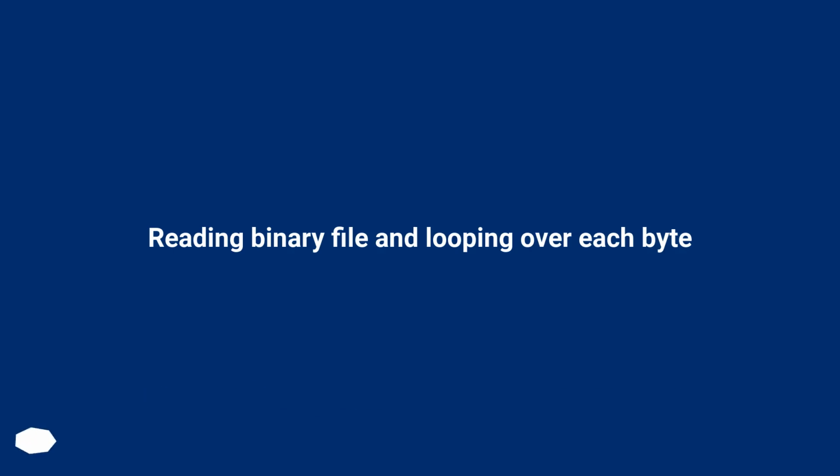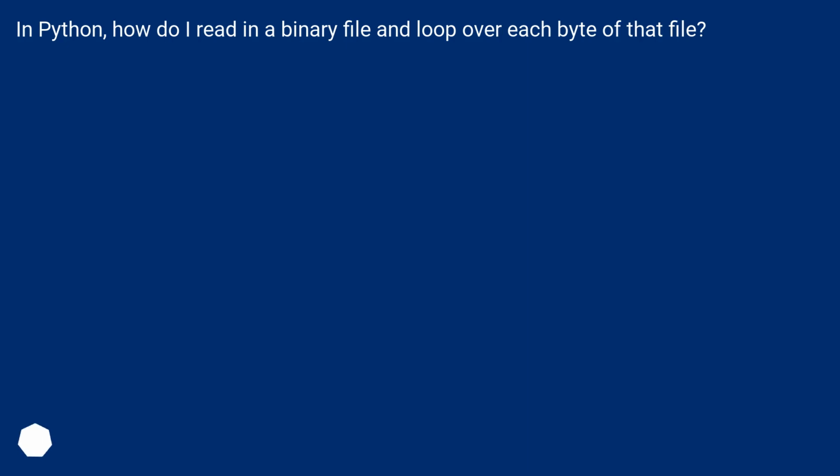Reading a binary file and looping over each byte. In Python, how do I read in a binary file and loop over each byte of that file?